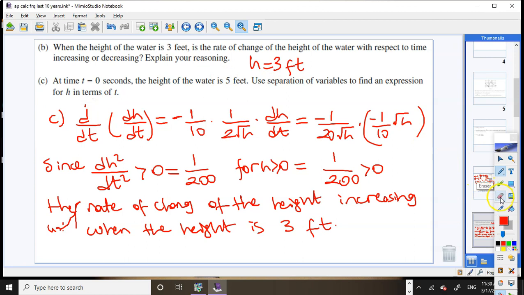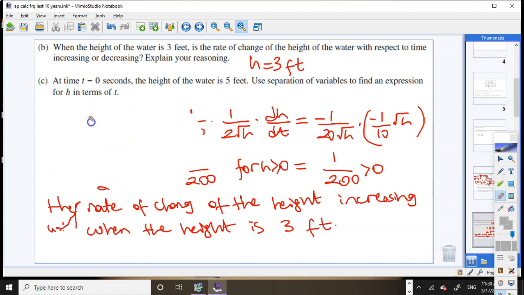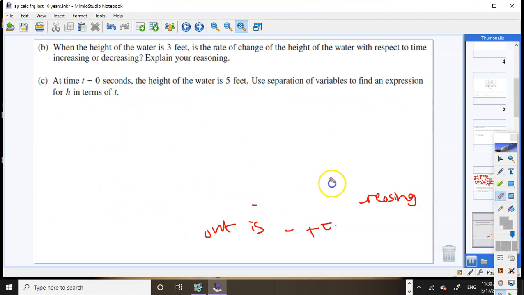So before we move on to part C, I need to clean up the board. All right, in part C, we're being asked to find this. It says at t equals 0 seconds, the height of the water is 5 feet. Use separation of variables to find an expression for h in terms of t.